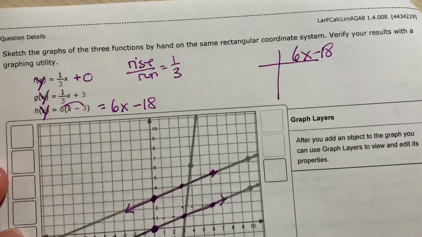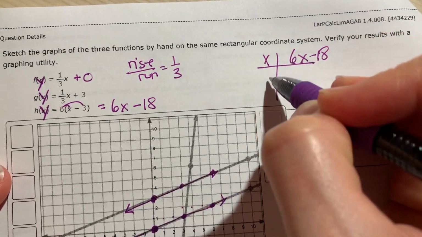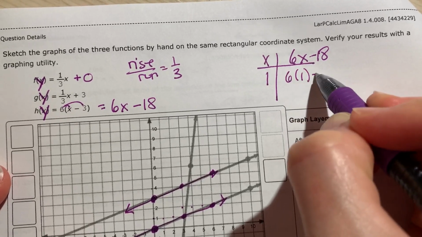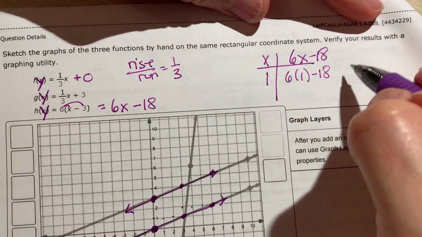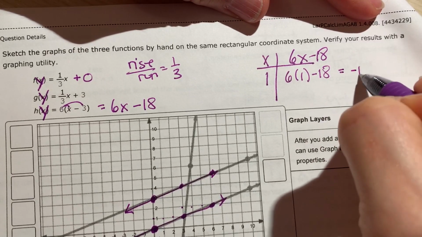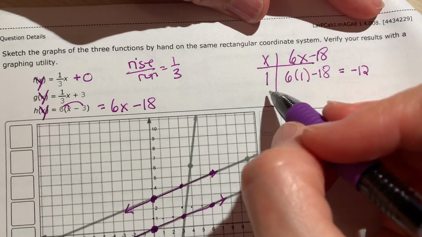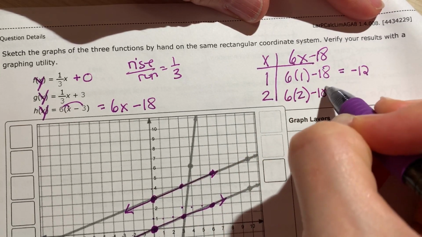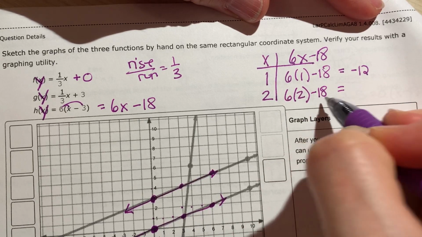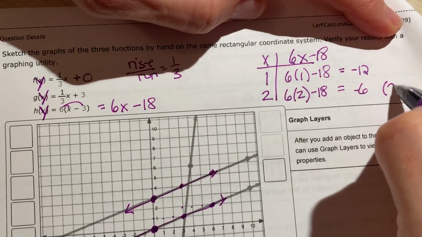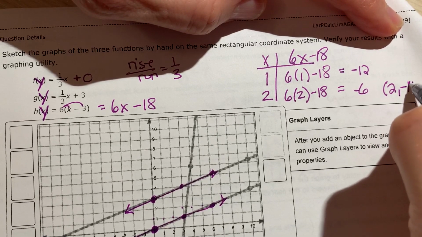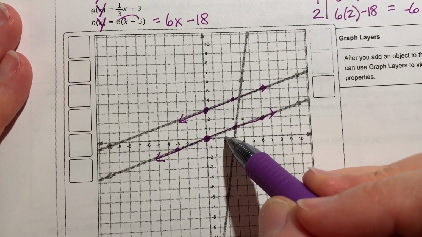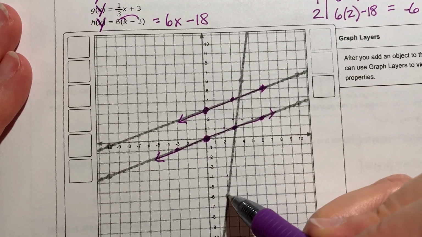And I maybe want to see what happens when I choose x is 1. So when x is 1, I would have 6 times 1 minus 18. 6 minus 18 is negative 12. So that's still off my grid. Let's see what happens when I pick 2. 6 times 2 minus 18, that would be 12 minus 18, that would be negative 6. So there is a point I can graph, 2, negative 6. So over 2, down 1, 2, 3, 4, 5, 6.